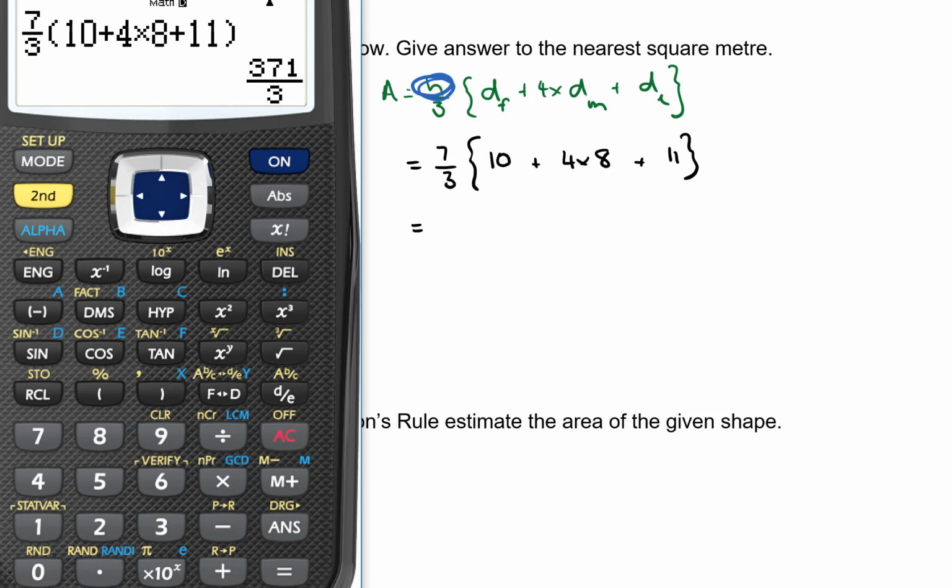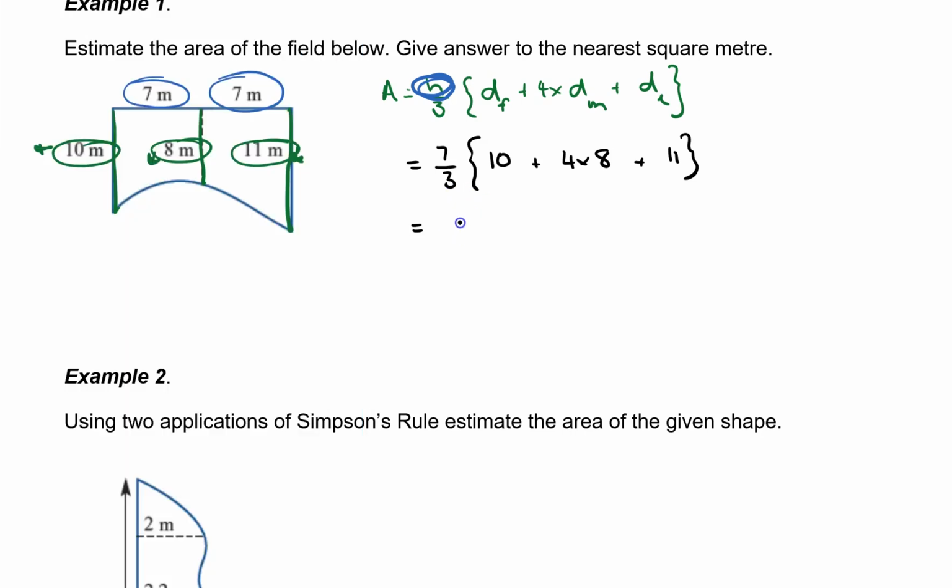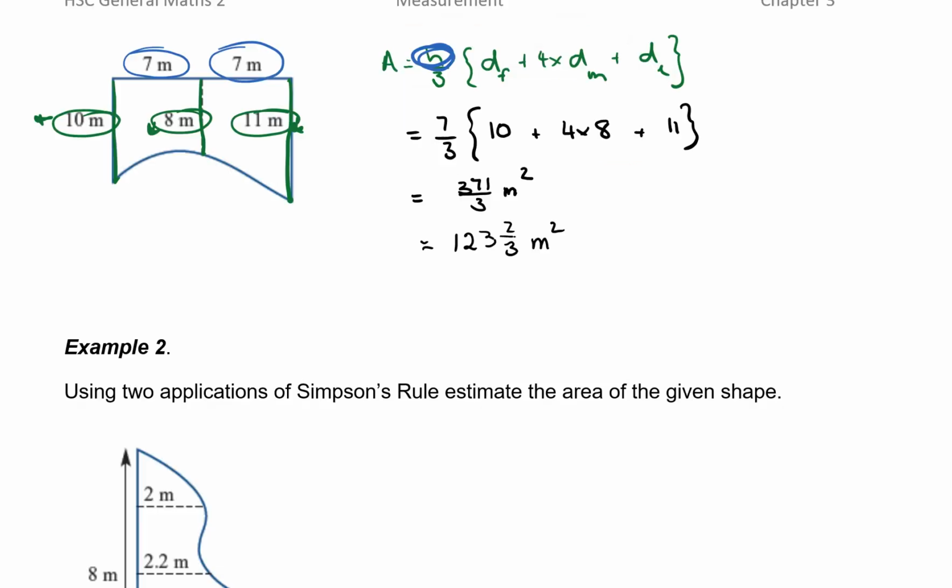The good thing about this calculator is that the fraction work is much easier to do on the calculator. So you can see there that I've fed that in. I've got an answer of 371 on 3 metres squared. You can actually leave your answer there if you like, or write it as 123 and 2/3 square metres.